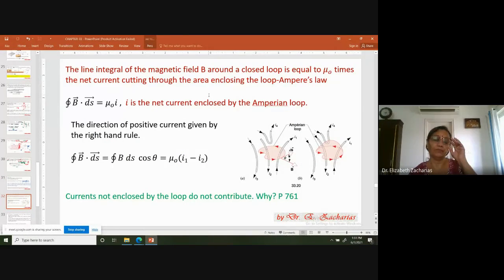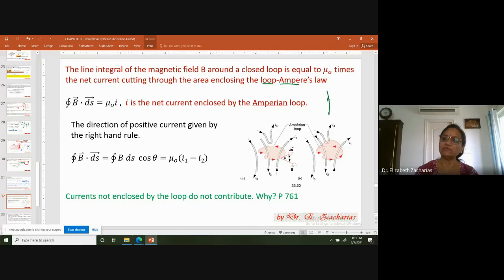So now let's quickly see what this Ampere's law is. In Ampere's law, we will do a line integration. It is not a surface integration. We will be doing a line integration. So the line integral of the magnetic field around a closed loop is equal to mu naught times the net current cutting through the area enclosing the loop. This is called Ampere's law. Let me show you what it means.